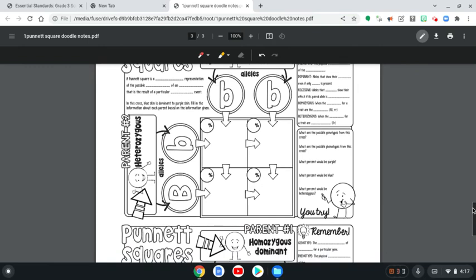Okay, this one is different as well. This is going to be recessive, recessive, recessive, recessive, dominant recessive, just because I always put the big one first. Dominant recessive.